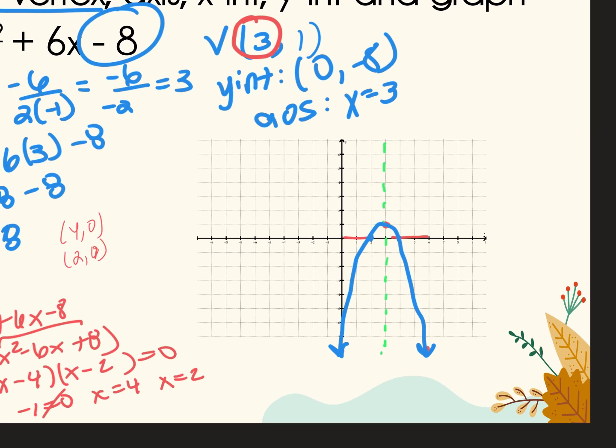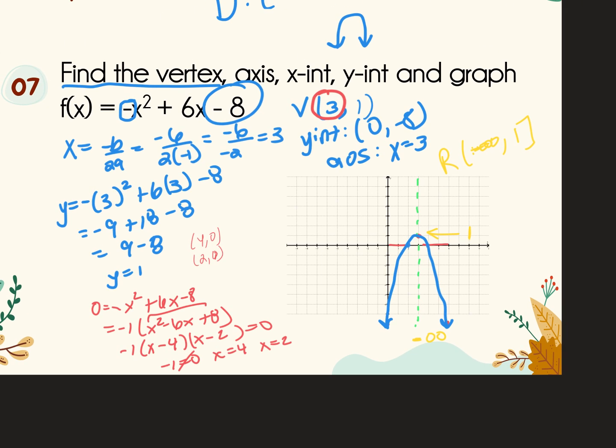And then when we're talking about range, your range is always going to be based on... remember, range is the y-axis. So my range is from negative infinity, and it goes up to what number? 1. So your range here would be negative infinity, comma 1, and that 1 is included. So range is always going to be based here on the y part of our vertex. Your axis of symmetry is on the x.